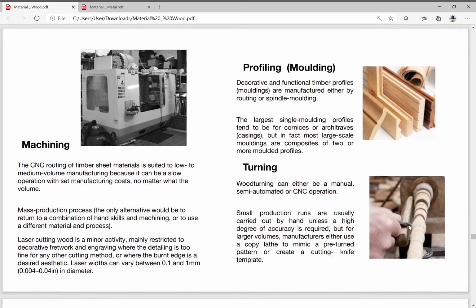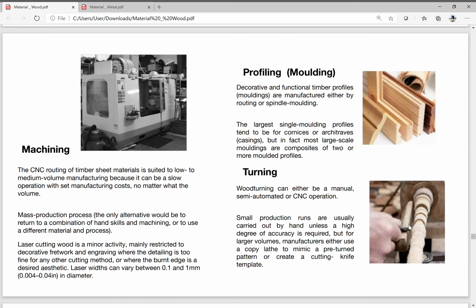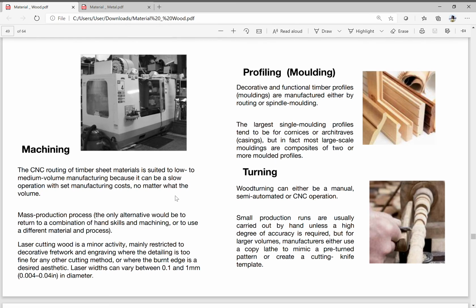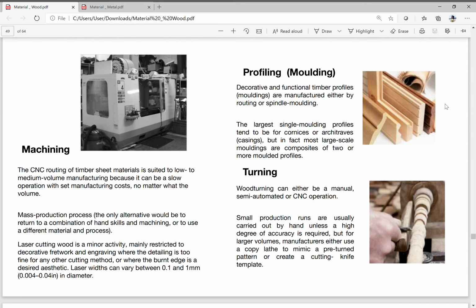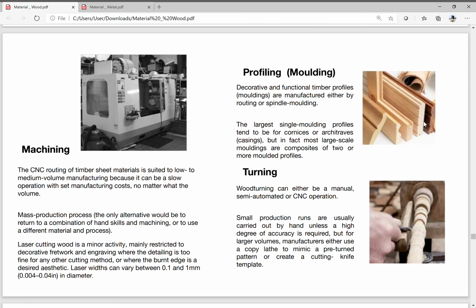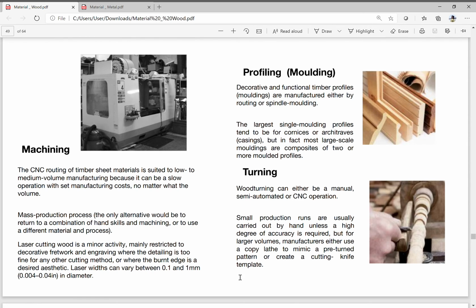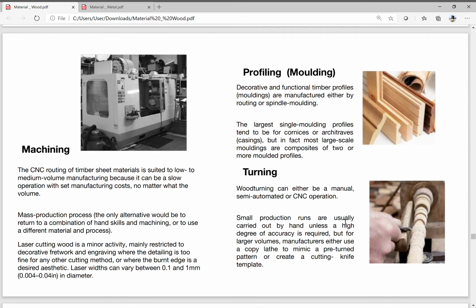So for production or manufacturing, you have your machines. You have your CNC routers. This is for mass production. You have your laser wood. You have your profiling or molding. This is your decorative and functional timber profiles, and then you have turning. You use this either with a CNC, or you have your manual lathe. I think Sir Engineer Sungkad will discuss this with you.